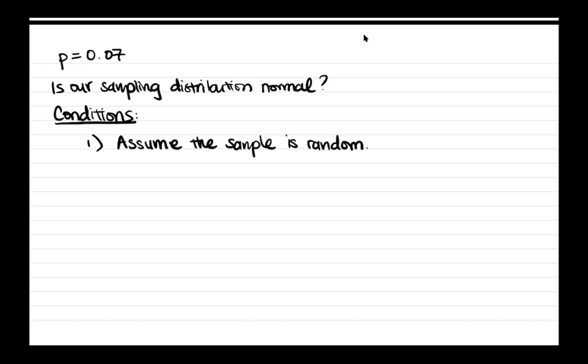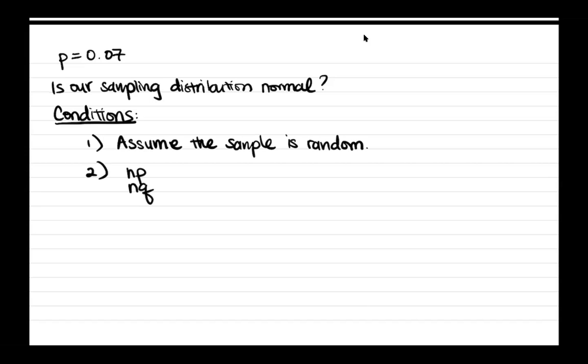Okay, so that's the first thing we have to check, or assume: that the sample is randomly taken and therefore it's representative of the population. The second thing we have to check is the success-failure condition, np and nq. We have to make sure these are both greater than or equal to 10.